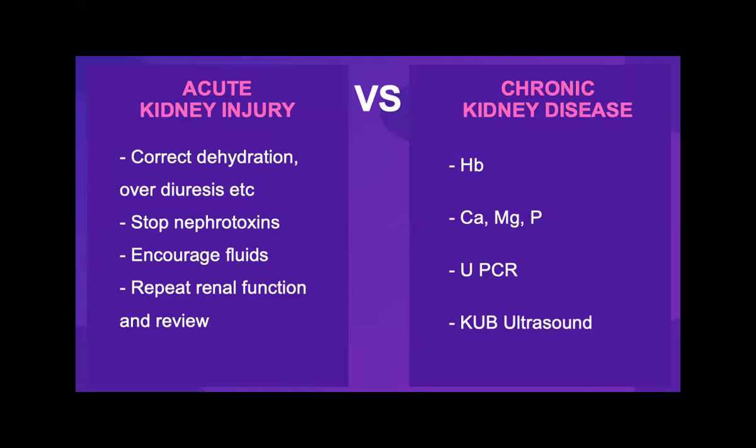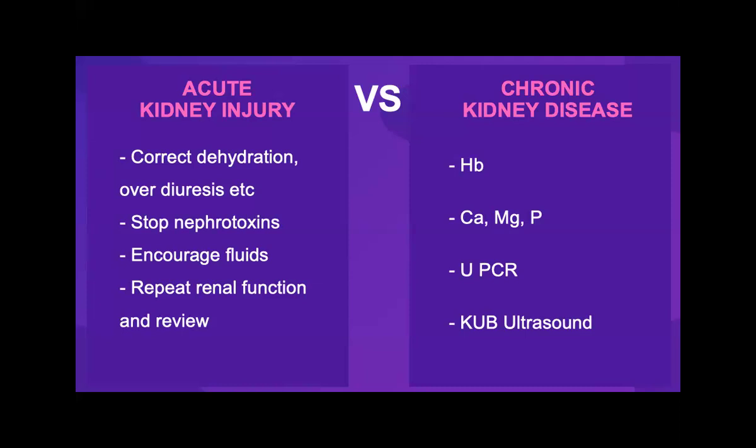You can also do a urine PCR to quantify your proteinuria. A KUB ultrasound is also useful if it's available. It can identify structural abnormalities, hydronephrosis, and it also can assess the kidney size. Smaller kidneys, less than 9 centimeters, suggest CKD.